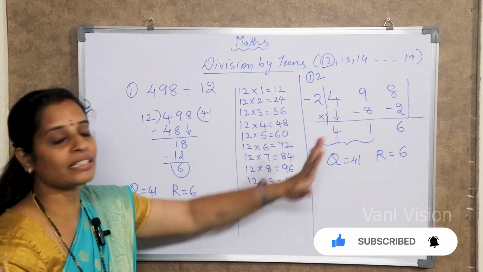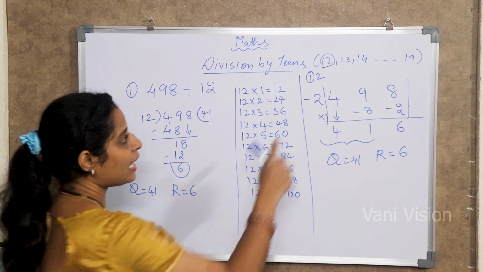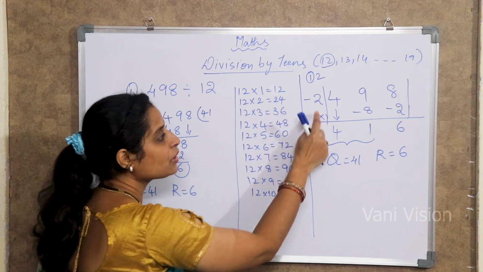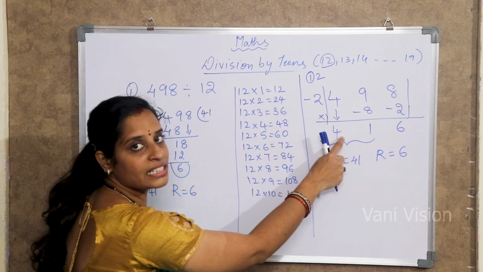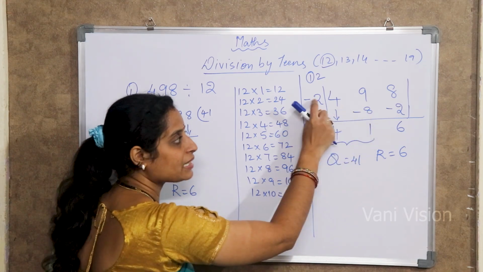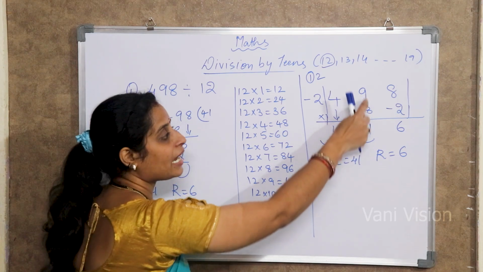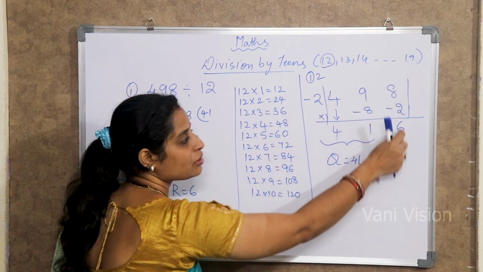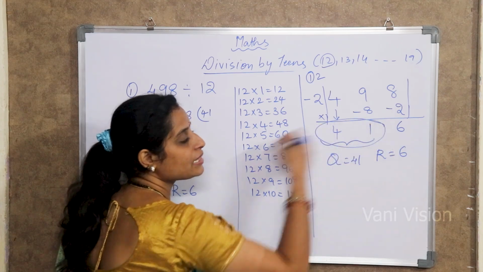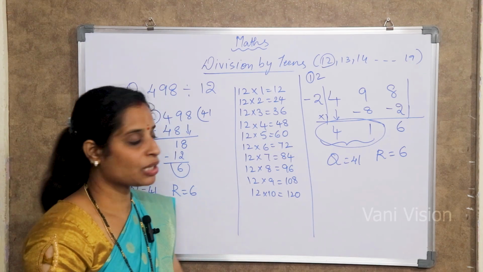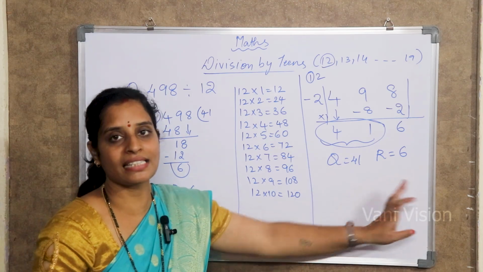You're supposed to know the method of how to do it. I have taken this 1 as a minus 2, so it has become minus 2. The first digit has to be written the same as it is. So 2 fours are 8, minus 8. 9 minus 8 is 1. 2 ones are 2, 8 minus 2 is 6. The first 2 digits are the quotient and the last digit is the remainder. Clear? Quotient is 41, remainder is 6.